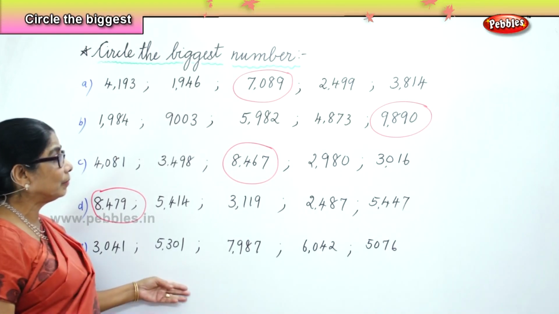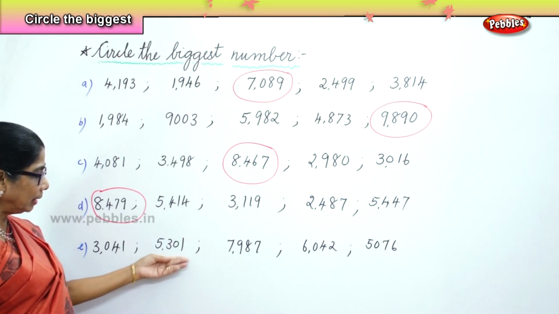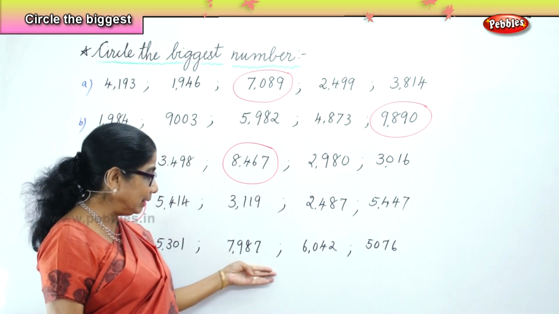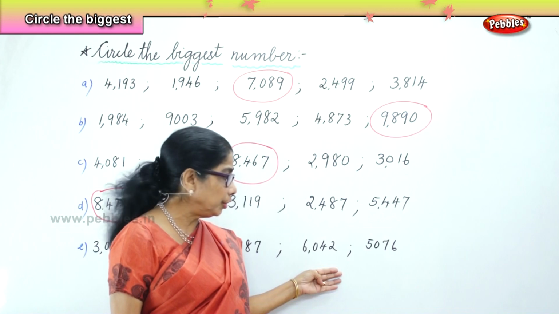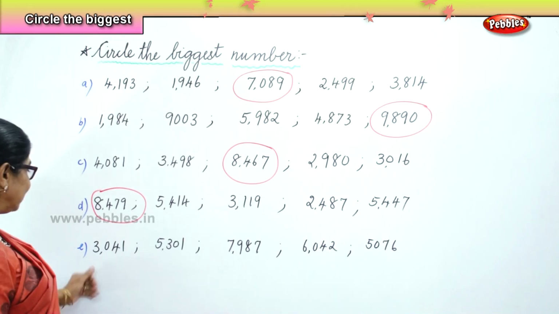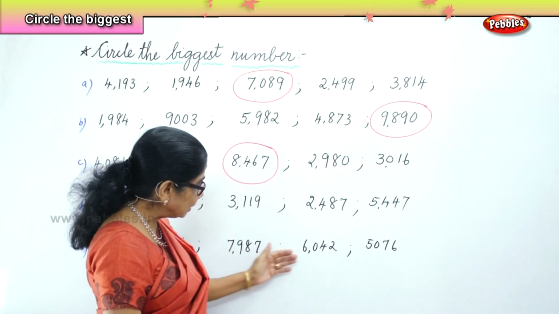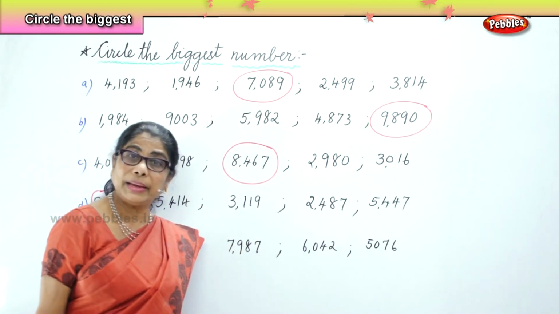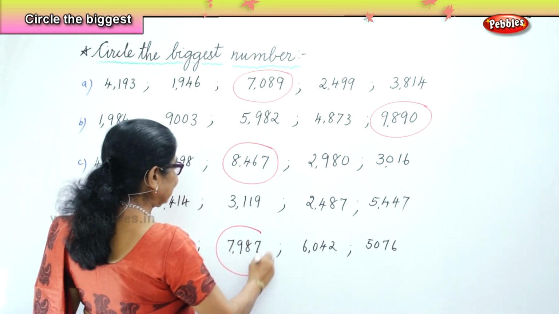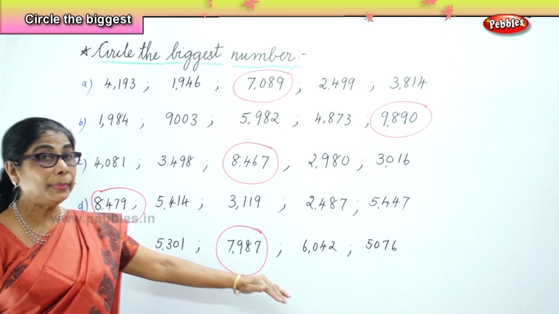Finally, you have the last 5 numbers. 3,041, 5,301, 7,987, 6,042, 5,076. What are we looking at? The thousands. Now 3,000, 5,000, 7,000, 6,000, again 5,000. So which is the biggest of the 5 numbers? 7,987.